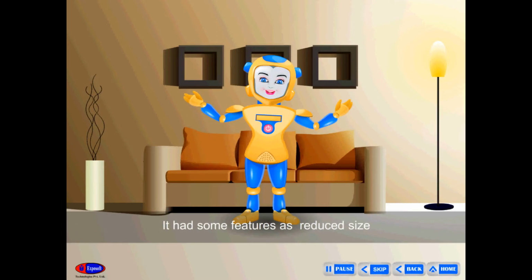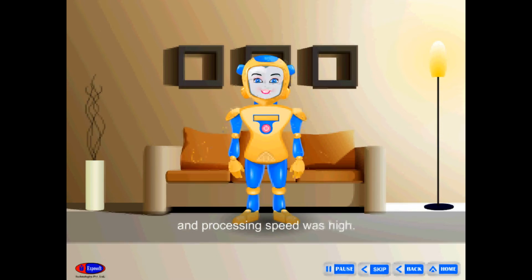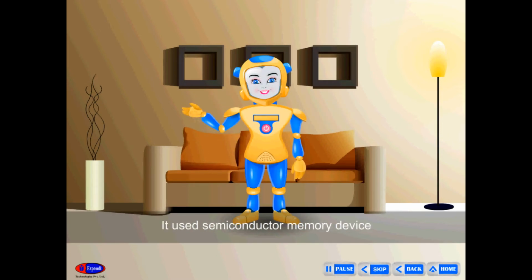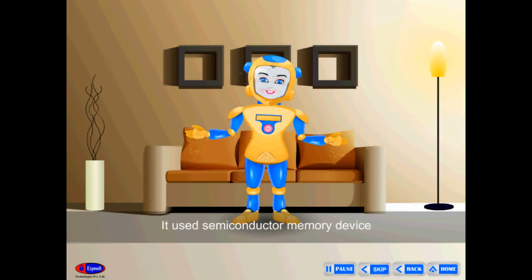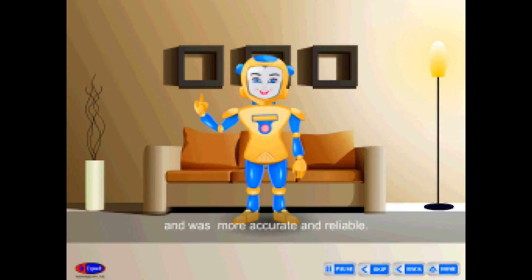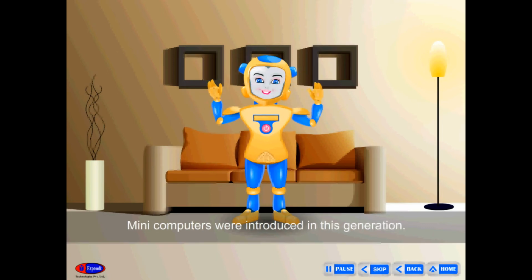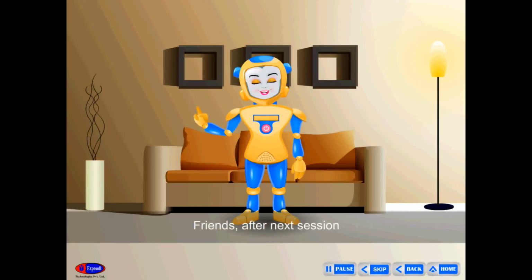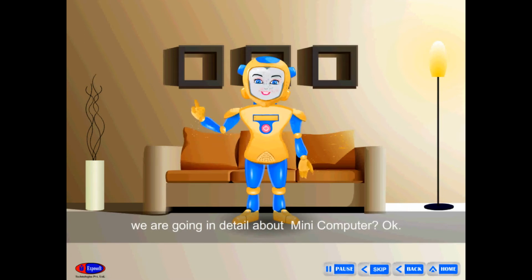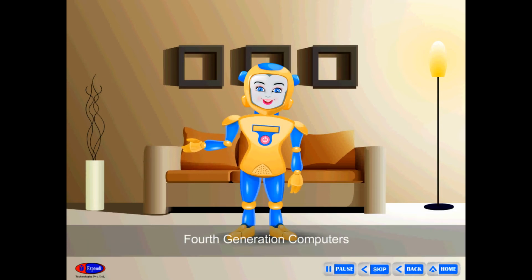It had some features such as reduced size and high processing speed. It used semiconductor memory devices and was more accurate and reliable. Minicomputers were introduced in this generation. Friends, in the next session, we are going into detail about minicomputers. Okay? Fourth generation computers.